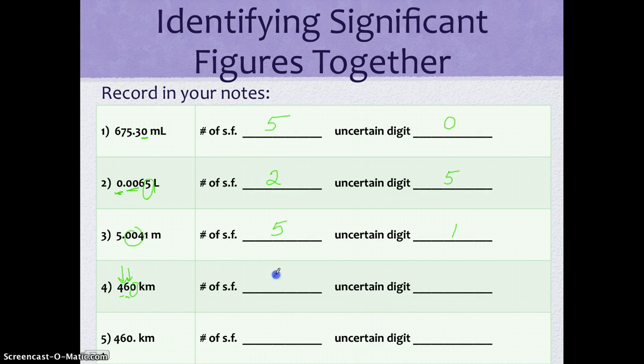That means we've got 2 significant figures here, and our last significant digit is the 6. So that is our uncertain digit. The 6 is our uncertain digit.